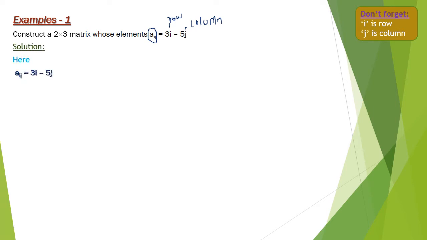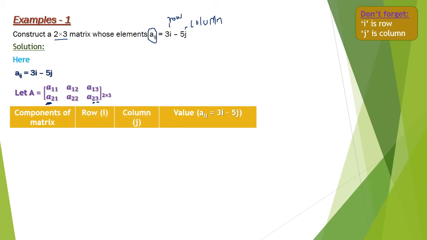Now the solution: Aij equals 3i minus 5j. Let's write the general form, because as there is an order, we need two rows and three columns, so we have to write the general form of the matrix: A11, A12, A13. We move up to 13 because we need three columns, and A21, we have two rows, so it ends with 2. Now let's do it in table form.